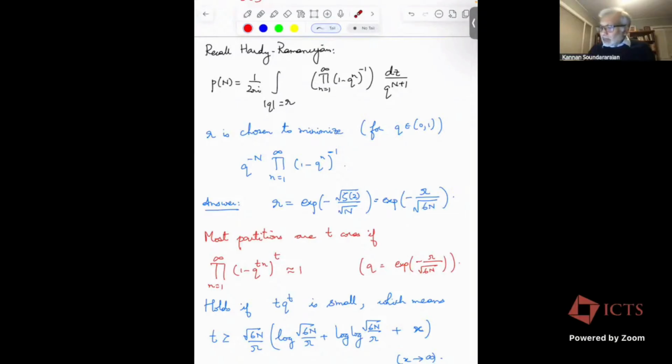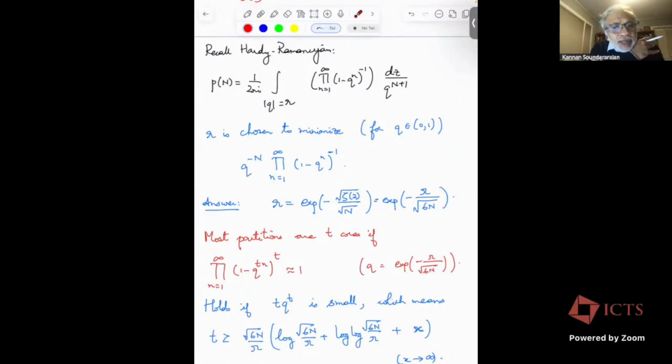Now, let me first start with t-cores. So the generating function for t-cores is the same as the generating function for partitions, but then it gets multiplied in the numerator by this object. So if you think of trying to understand how many t-cores there are, you could write down the same kind of contour integral, the same integral here, multiplying by this factor. And we can try to evaluate it on the same circle that we had before. So take the same value of q and try to evaluate on that circle with radius q.